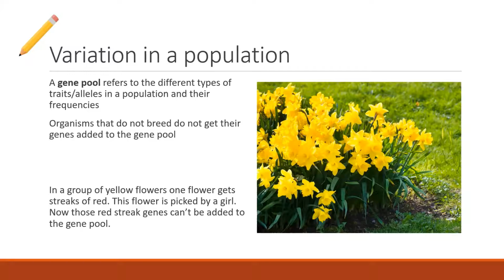There are no human beings, I very much doubt, that can breathe underwater. So that's not a gene that is in the gene pool. There are no human beings with wings. So that's not a gene in the gene pool. You can't access that gene. Organisms that do not breathe do not get their genes added to the gene pool. So let's just say, due to some miracle, there is a human being that can fly, that is born with wings. If that person with wings doesn't actually have children, then their genes don't get added to the gene pool. They disappear.